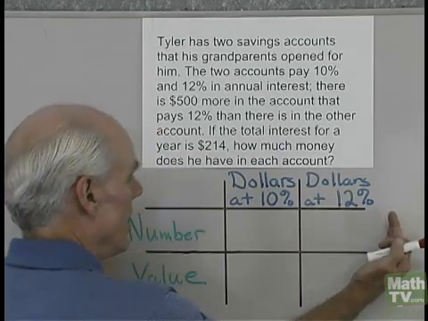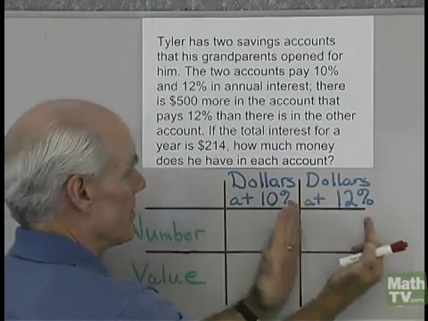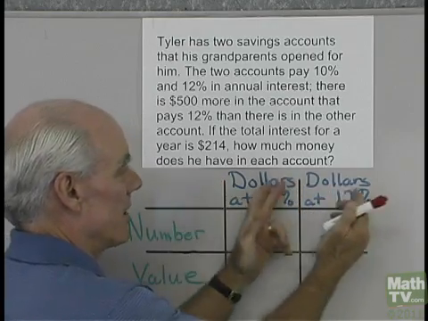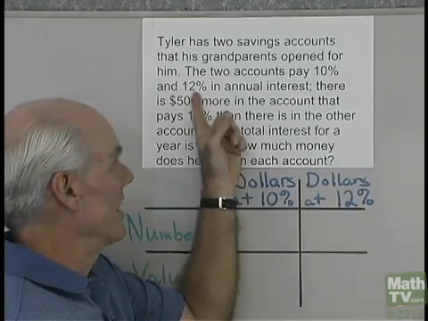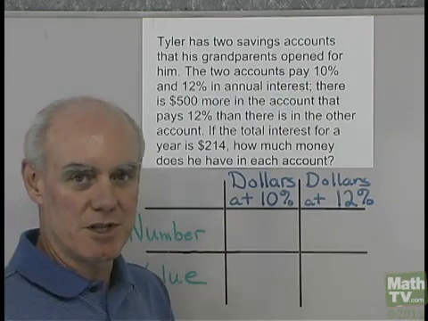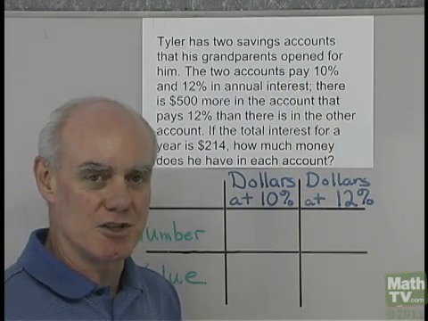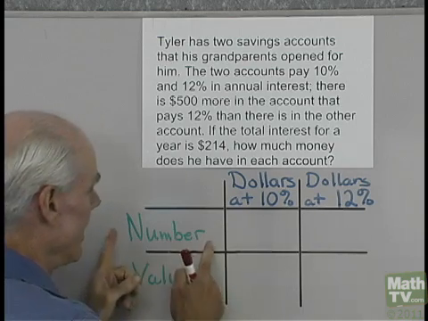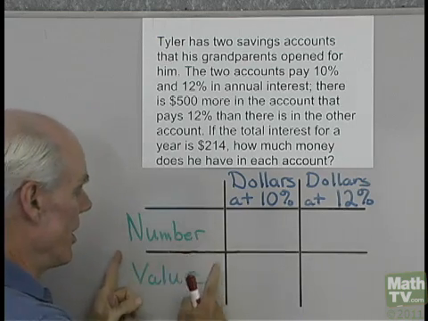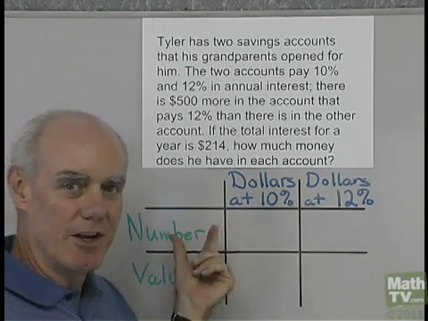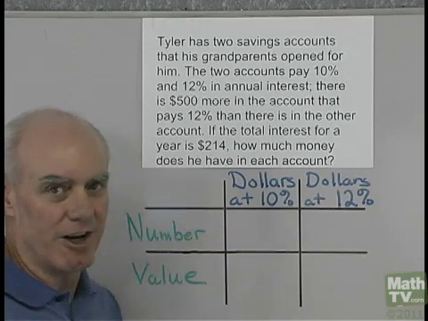So I've set up a little table here, and my two columns are the dollars at 10% and the dollars at 12%, because that's what I'm given in the problem, 10% and 12% for the amount of interest that's earned in the two accounts. Then I've got two rows here, one for the number and one for the value. So I'm going to have the number of dollars and also the value of the dollars.